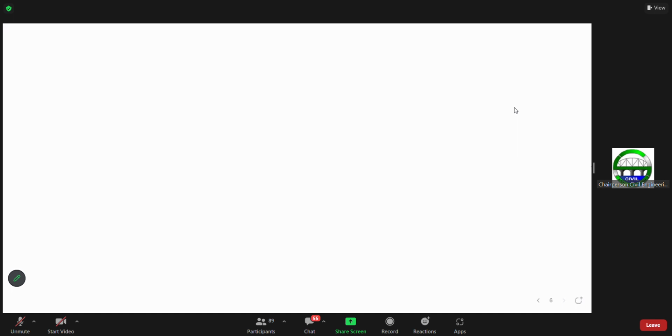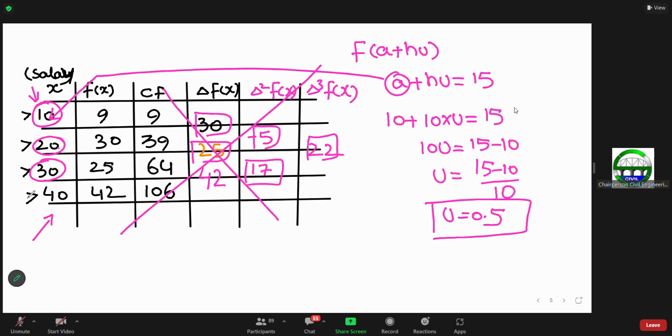Yes, in 30 to 40, if they ask you between 30 and 40, then you can use the backward formula. When it is the backward formula, this one will be your f of a, and this one will be the first, second, and this third. You will move in this way.